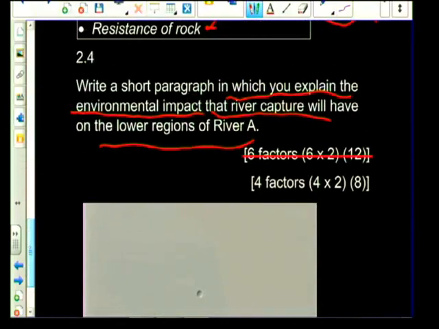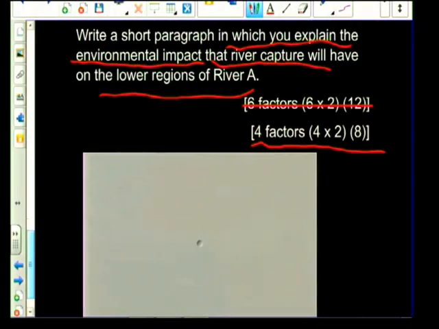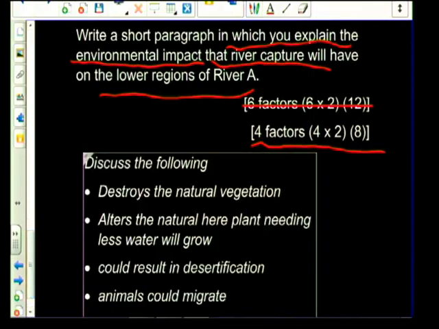Remember, it's no more 6 times 2, 12. You have to give 4 factors, which is equal to 4 times 2, 8. All right? If we look at here, again, remember, you have to go into more detail, guys. Destroys the natural vegetation. If you look at that one, it's 2 marks. You understand, lack of water or the water table drops, which destroys the natural vegetation, alters the natural plants that are found in the area here.